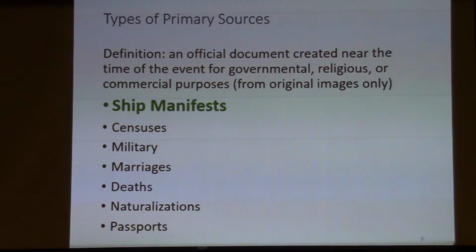So primary sources are key. Every one of these primary sources that I have in my database, you can find online, okay? Key one is ship manifest. For one reason, that's where I started. Another reason is ship manifest, in theory, exists for every single person who came into the United States or Canada during that time period. I know there are going to be some exceptions.